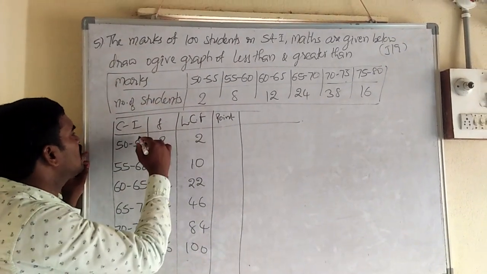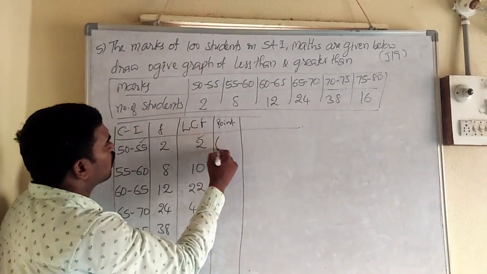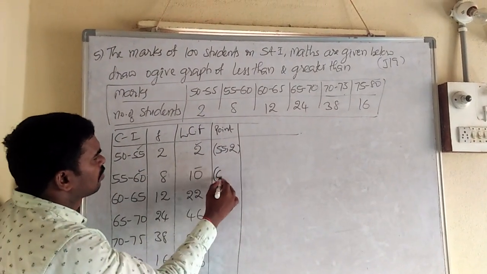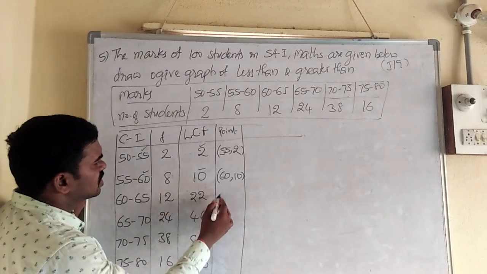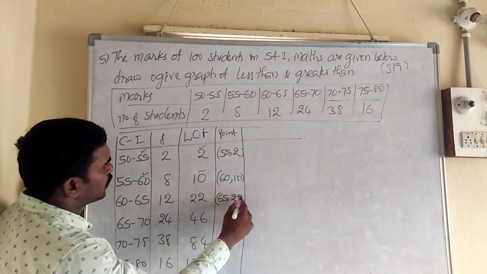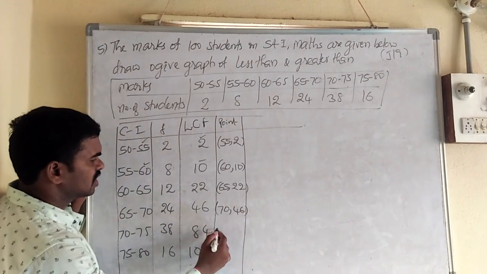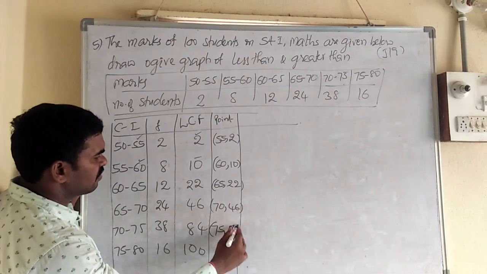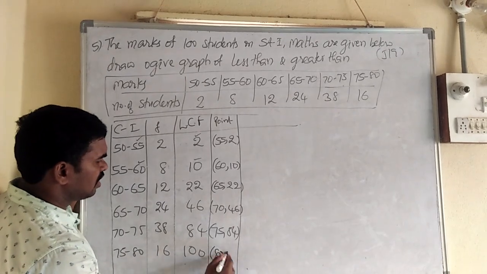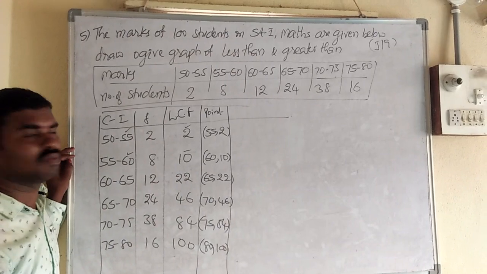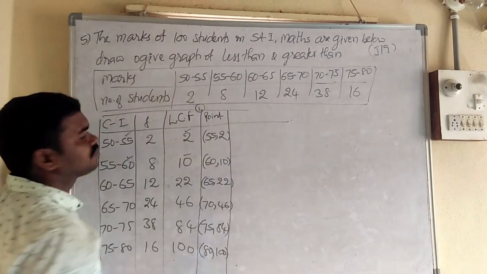For less than cumulative, we take the upper limit and the frequency as a point. What is the point? 55 comma 2. Next 60 comma 10. Next 65 comma 22. Next 70 comma 46. Next 75 comma 84. Next 80 comma 100. Okay? These are the points for the less than cumulative one. This is the first graph.